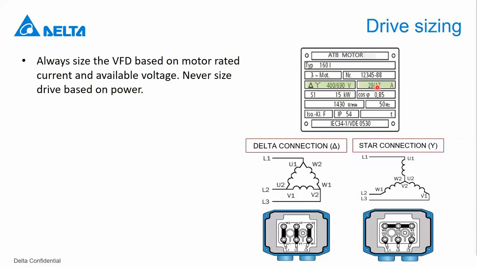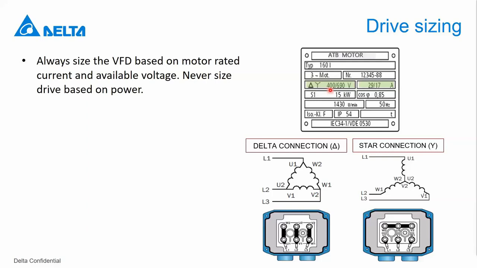So you select the drive based on the voltage of the motor. So firstly, you select the motor based on the available voltage in that area, and then you will select the drive based on the voltage of the motor.